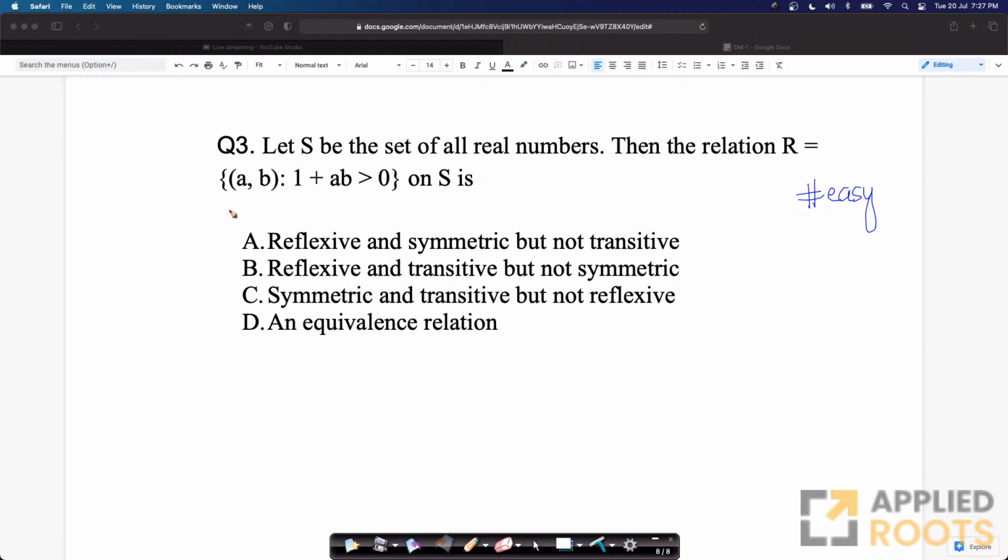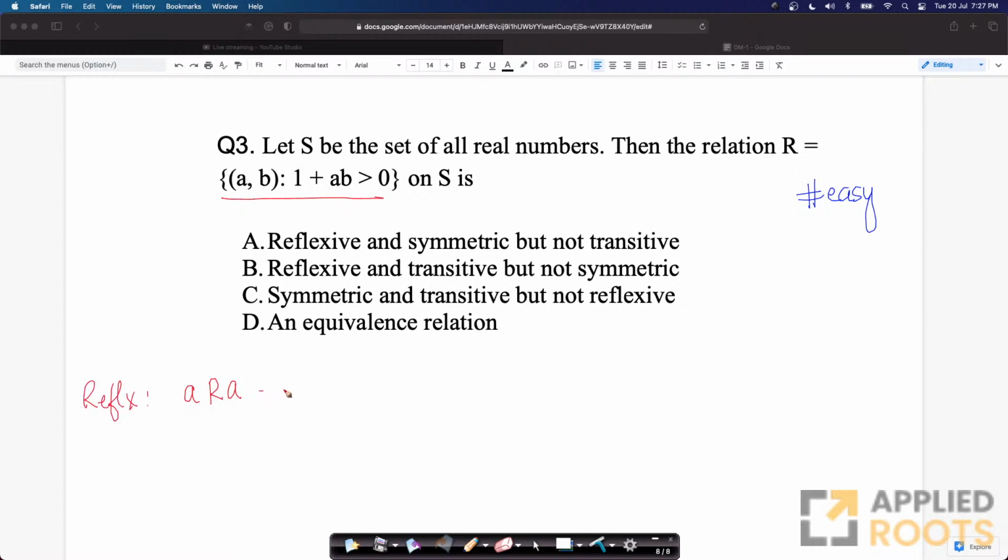Okay, so let me explain it, right? So your relation is this: A is related to B if 1 plus AB is greater than 0. That's what it's saying. Now, what is a reflexive relation? A reflexive relation is if A is related to A, right? That's what it means. This is what reflexive means.